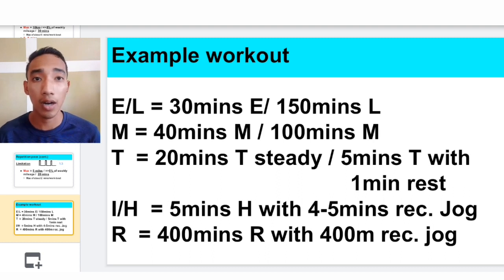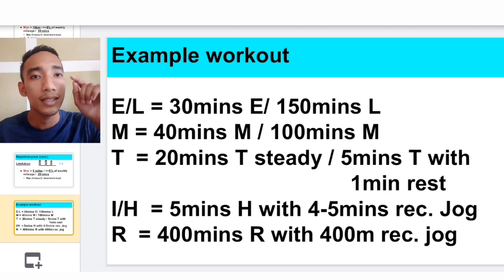So an interval or hard session would be 5 minutes hard with a 4 to 5 minutes recovery jog. That's the interval, you get tired. For repetition, that would be 400 meters, with a 400 meters recovery jog. Honestly guys, that's all.